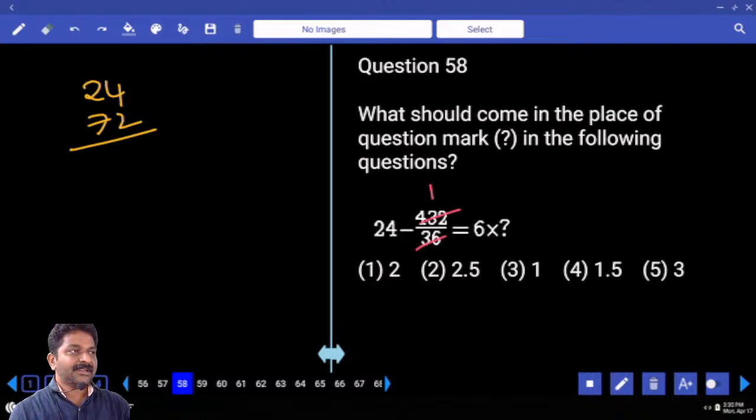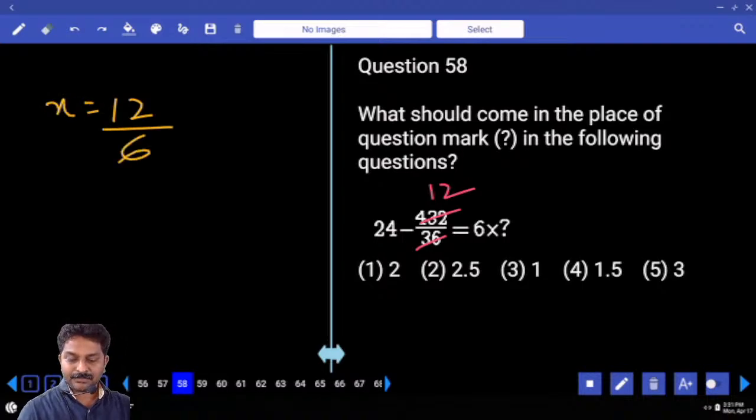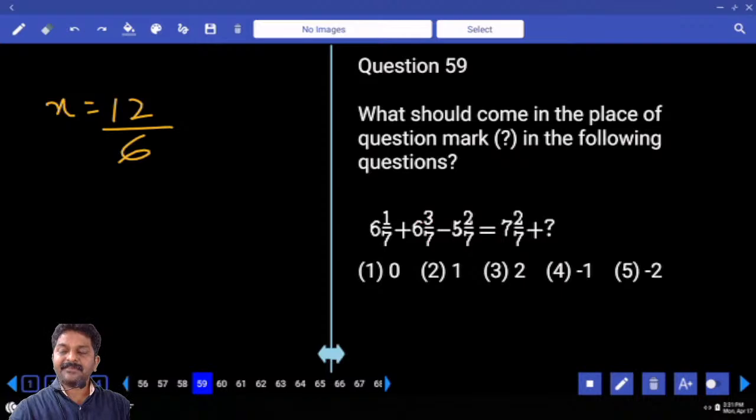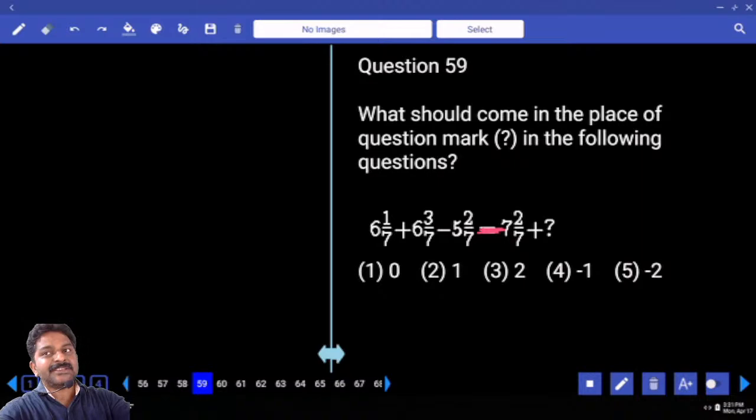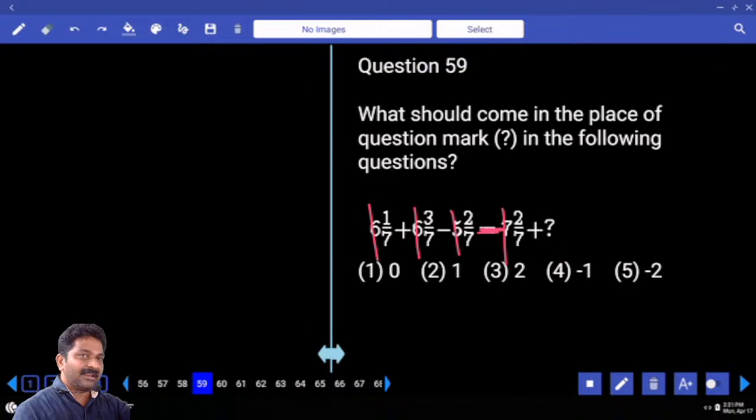36 once, 7 and 2, 72. 12 times 24 minus 12, 12, which is equal to 6 into x. x is equal to 2. 72 by 7, which is there on the right hand side, when it comes to the left hand side, it becomes minus 1. So for these types of questions, first we will consider only integers and then fractions. Positive integers: 6 plus 6, 12. Minus 5 minus 7, minus 12. Cancel.